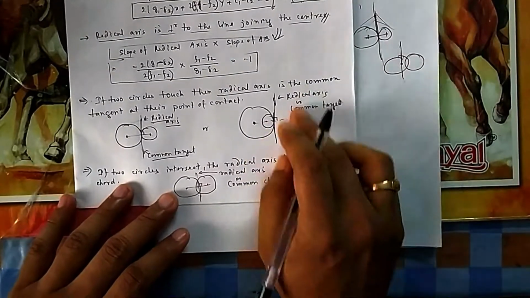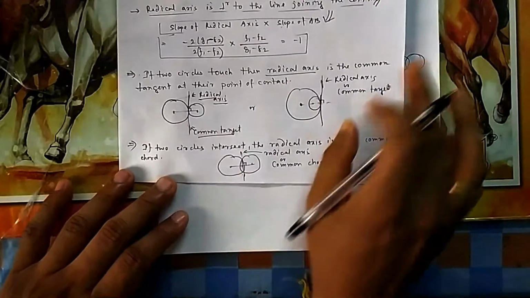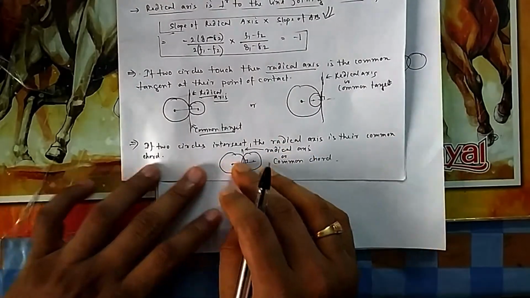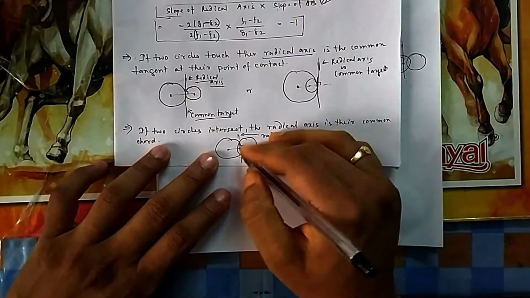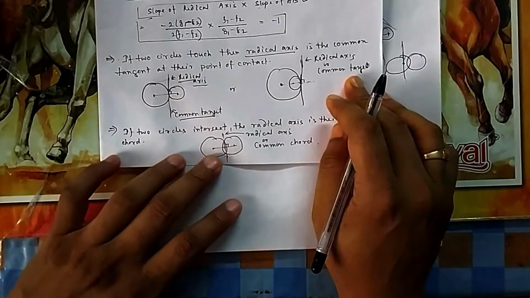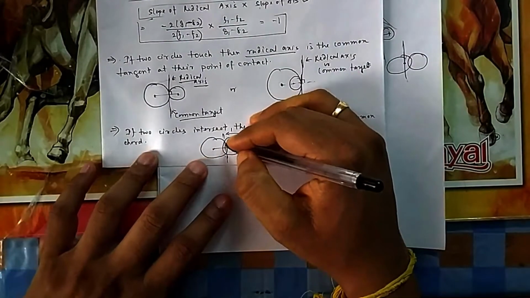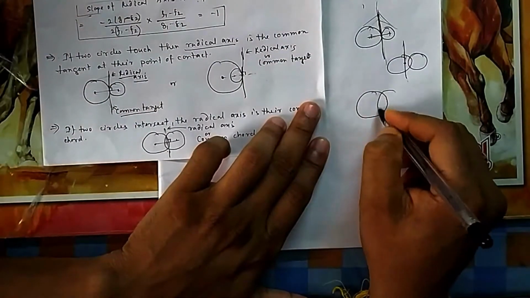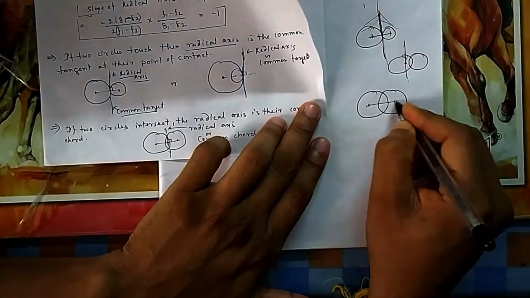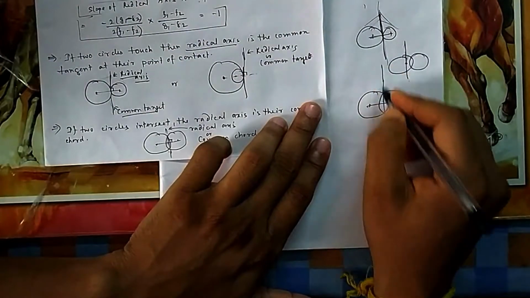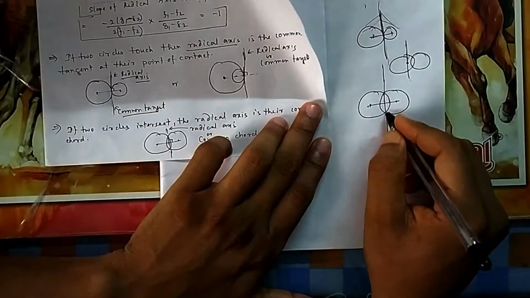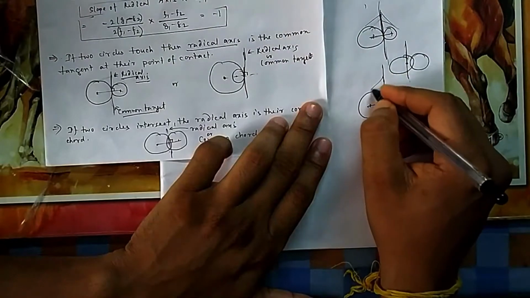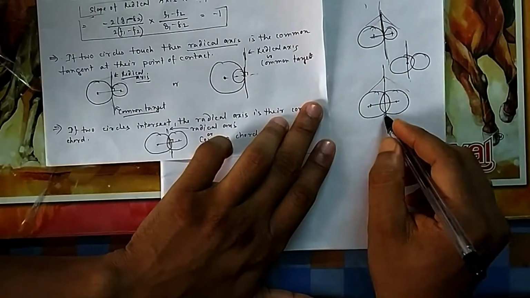And here the same concept applies also. Now if the two circles intersect, what is your radical axis? Your radical axis is this common chord, because they are intersecting. From here to here you cannot draw a tangent, that is different, but from outside you can draw the tangents.